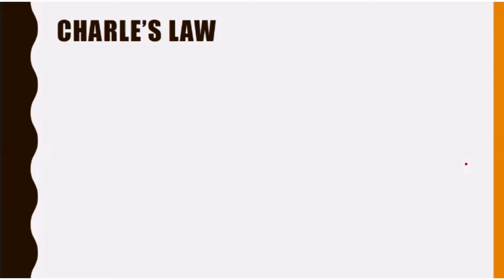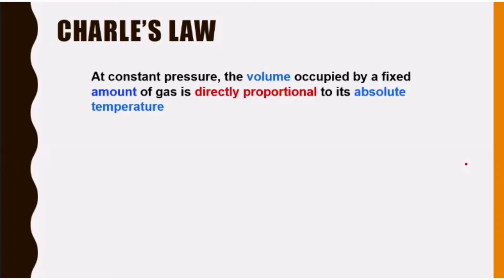Next is about Charles' law. Charles' law states that at constant pressure, the volume occupied by a fixed amount of gas is directly proportional to its absolute temperature. We can write it as V directly proportional to temperature, where pressure and amount of moles are fixed.